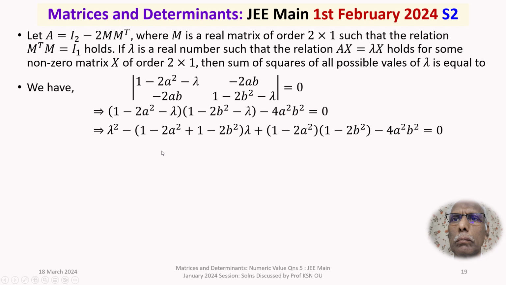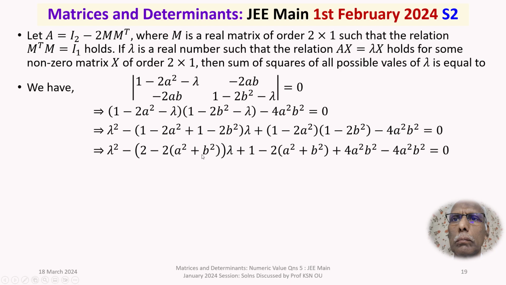So this is lambda square minus (2 minus 2 into (a square plus b square)) multiplied by lambda plus (1 minus 2a square) into (1 minus 2b square) we have written here, and minus 4a square b square we have written here. This cancels, right? 4a square b square, 4a square b square cancels. a square plus b square is 1. So this will be 1 minus 2, that will be minus 1 only. And here also in the coefficient of lambda, a square plus b square is 1. 2 times 1 is 2. 2 minus 2 is 0. So that means the coefficient of lambda is 0.